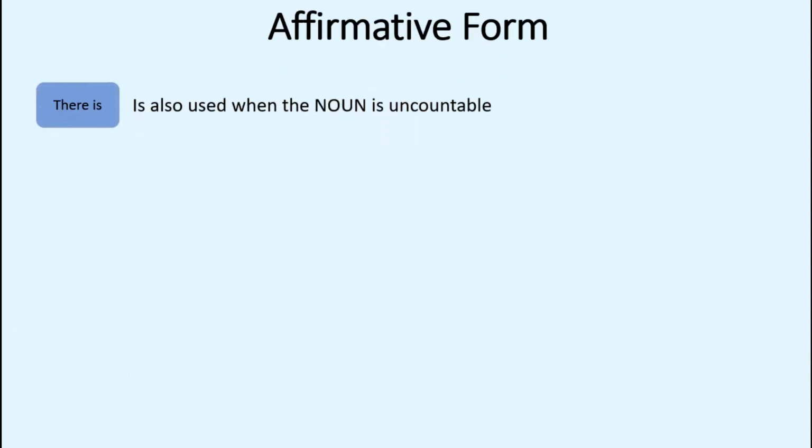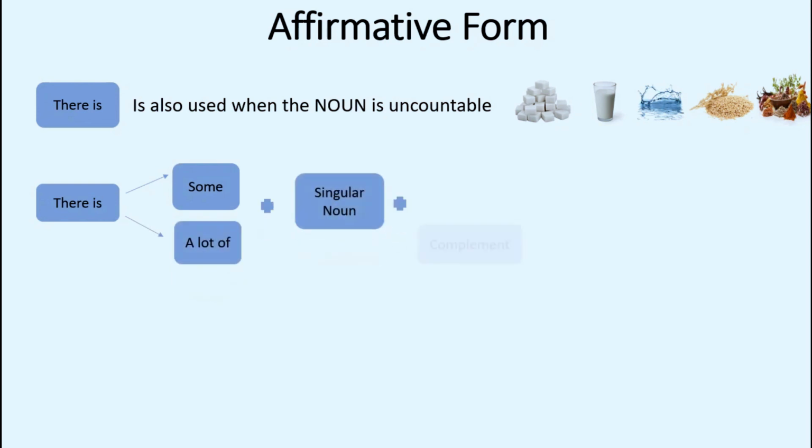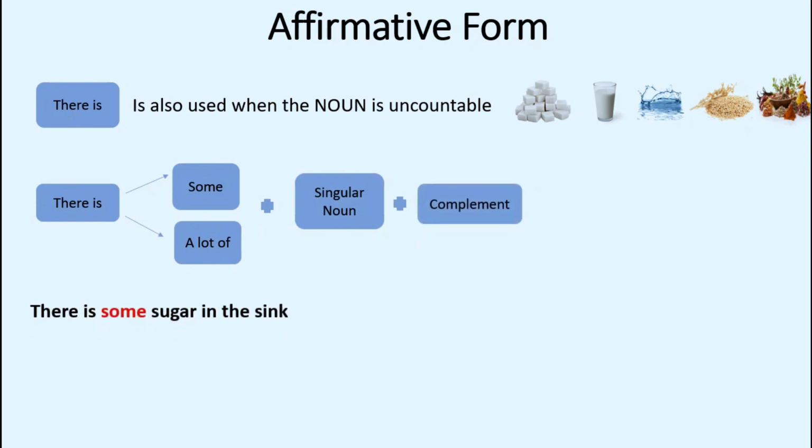There is also used when the noun is uncountable. For example, sugar. So sugar normally is uncountable. Milk, water, rice, and spices. So we can also use there is plus uncountable nouns plus some or a lot of plus the complement. I'm going to say there is some sugar in the sink. Some sugar in the sink. I can even say there is a lot of rice in the dish. Rice in the dish.